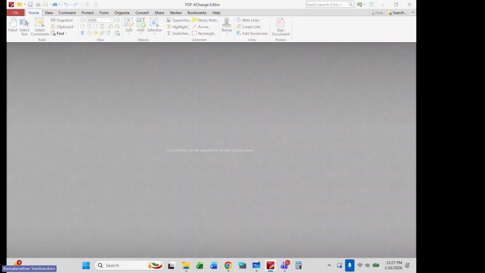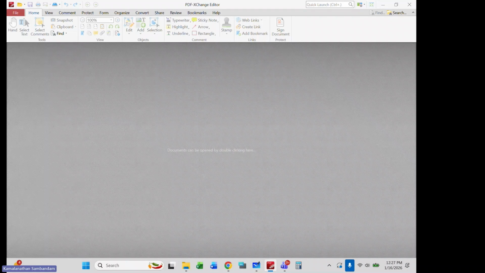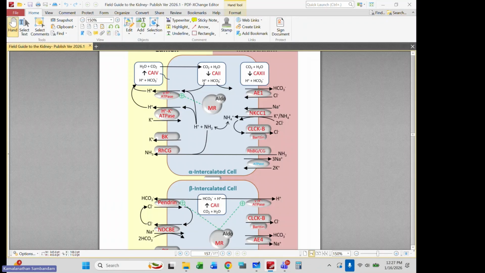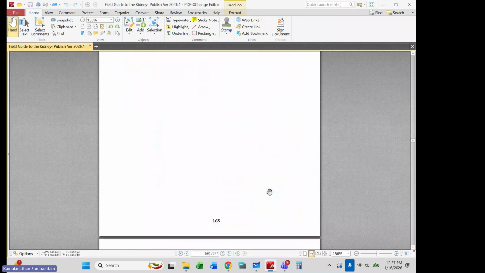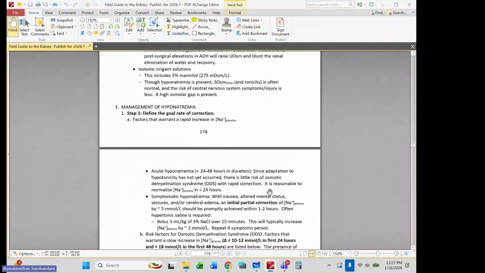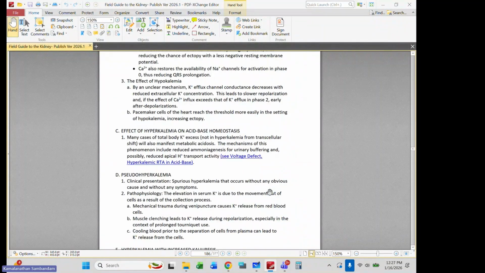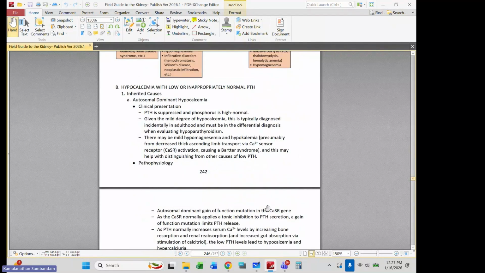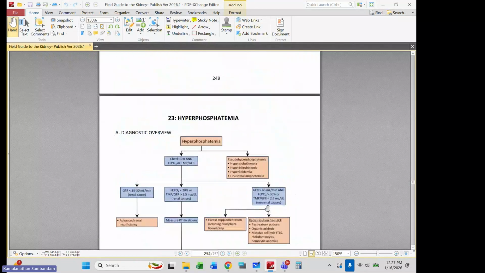Foscarnet is a drug that can bind. It is negatively charged and binds the cation calcium, and so it can be associated with low ionized calcium as well. It tends to be associated with magnesium depletion through tubulotoxicity. So that would be another mechanism whereby foscarnet can cause a hypocalcemia. We'll talk about foscarnet when we talk about hypomagnesemia.